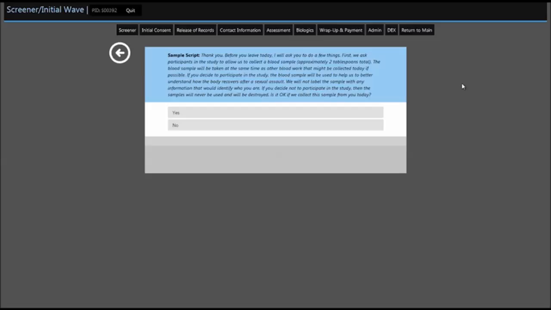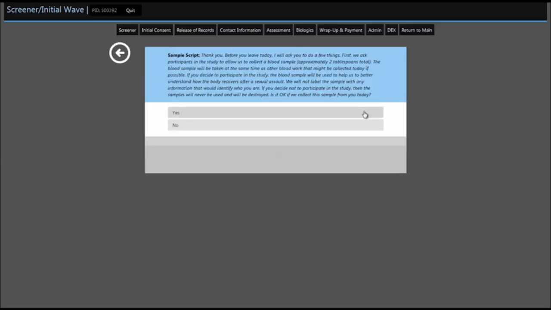The next section explains that as part of the study we'll be collecting a blood sample. The reason we ask this early is because we want to make sure that if the person isn't willing to provide a blood sample, we don't go through the entire screening criteria section, just so that it saves you time. This section shows a little bit about how the blood sample will be used, and we'll go into greater detail on that later down the road, but this is sufficient, just explaining that the blood sample will be used to understand how the body recovers after assault, and that we won't label the sample with any information that would identify the person, and we'll even destroy the sample if they decide not to come back for the 1-week assessment.